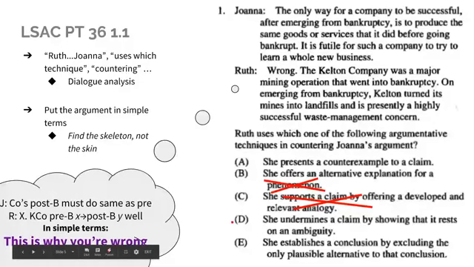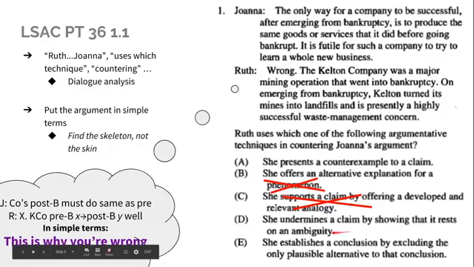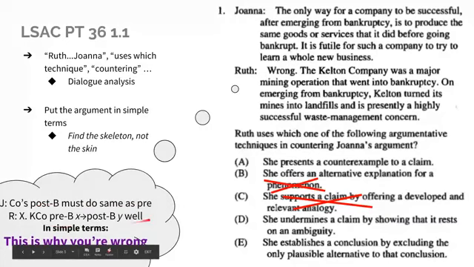Let's take a look at D. She undermines a claim. Once again, this verb is automatically a red flag. Maybe she's undermining Joanna's claim, but let's see. By showing that it rests on ambiguity? Nothing that she said was ambiguous. She gave a very specific example that undermined or proved Joanna's claim wrong. So we can cross that one off. There's nothing ambiguous about what she says, or even pointing out an ambiguity.